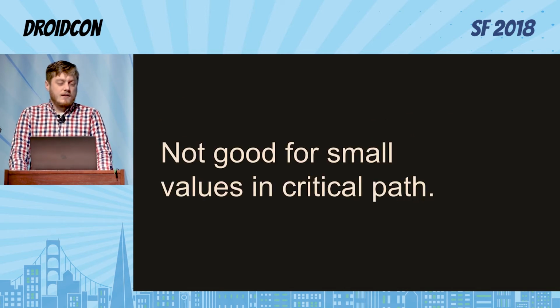But it's not great for small values and in the critical path. So say you have an auth token that when the user opens the app, you need to, as fast as you can, use to send some sort of read request to the server to get the user's data. SQLite is probably not good for this. It needs to be really fast. It doesn't have any structure, it's just a string. You just need this auth token.